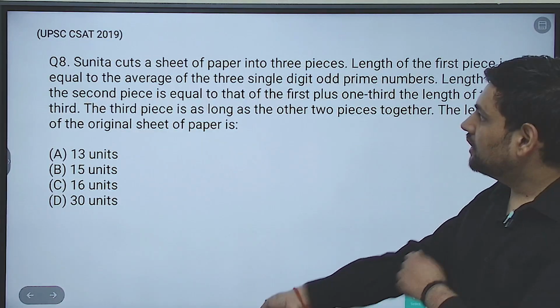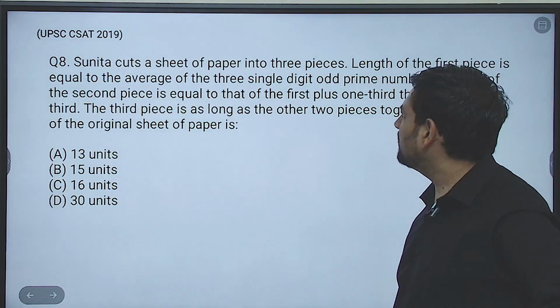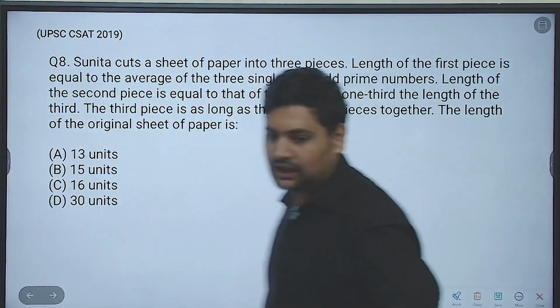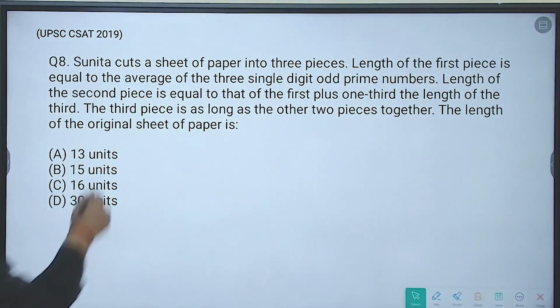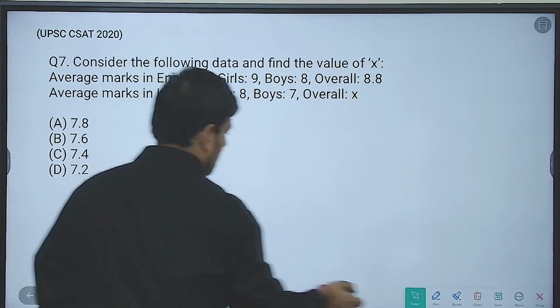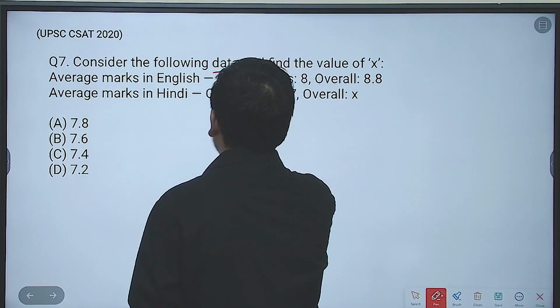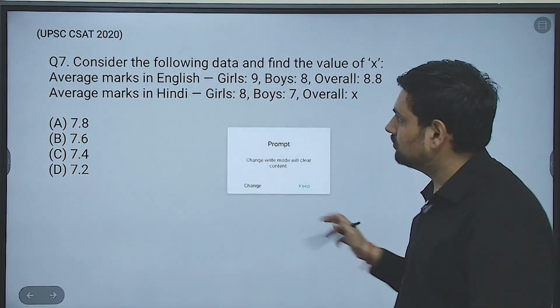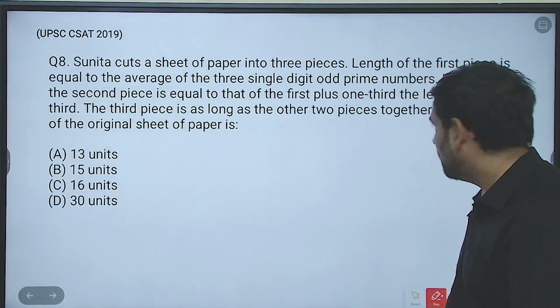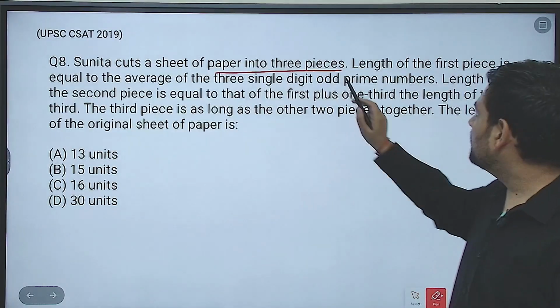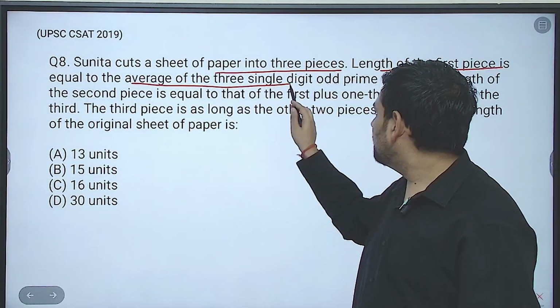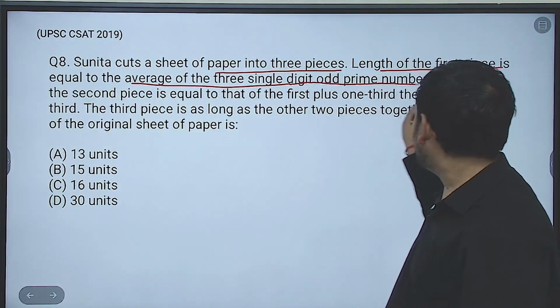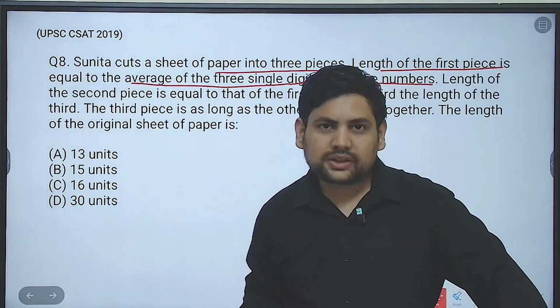Okay, now next question is Sunita cuts a sheet of paper into 3 pieces. You can pause and try. Sunita cuts a sheet of paper into 3 pieces. Length of the first piece is equal to average of the 3 single digit odd prime numbers. What are 3 single digit odd prime numbers?